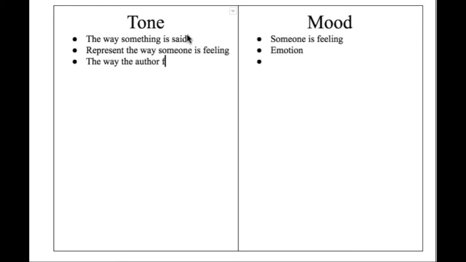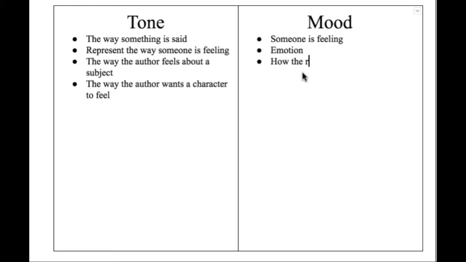So the classical definition of tone is the way the author feels about a subject, or the way an author feels about how a character should feel about a certain situation. So, a tone focuses on the author's opinion about how someone or something should feel. On the other hand, the mood of a text is how the reader emotionally reacts to what they have read. So, it doesn't have to do with the author, but it all comes from the reader and what the reader is feeling.